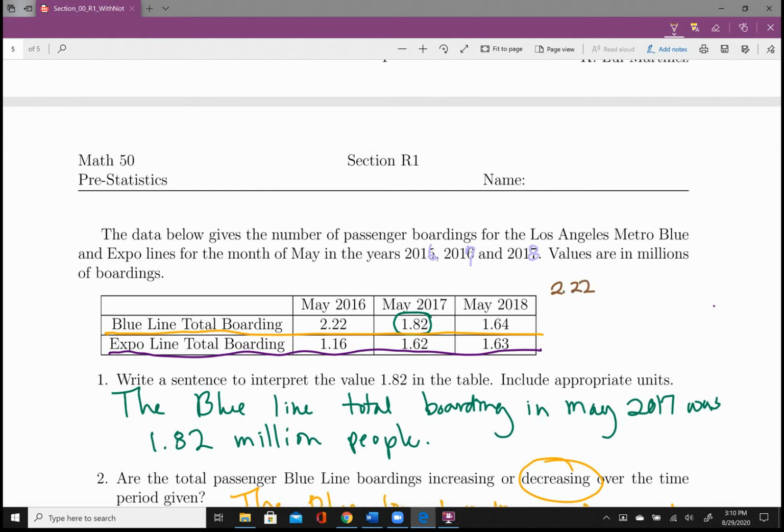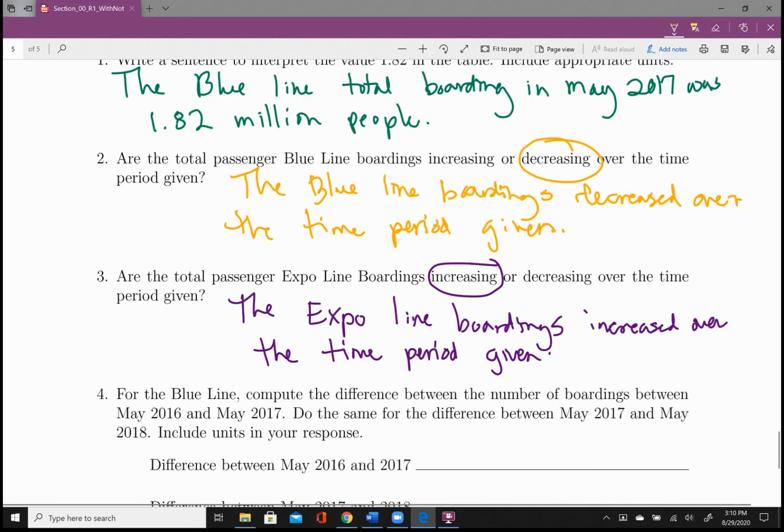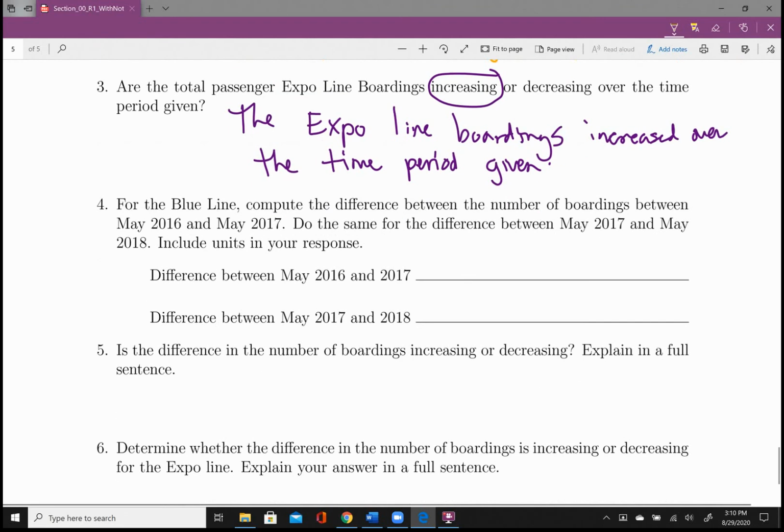2.22, 1.82 minus 0. Do some borrowing. Okay, so 0.40, but that's in millions of boardings, so that's going to be equivalent to 400,000 people. How do I know that? Because 0.4 times a million, right? If it's 0.4 million, that's the same as 400,000 people. All right, and we were just being asked to find a number and to put the appropriate units. That's why I'm not doing a full complete sentence for this one.